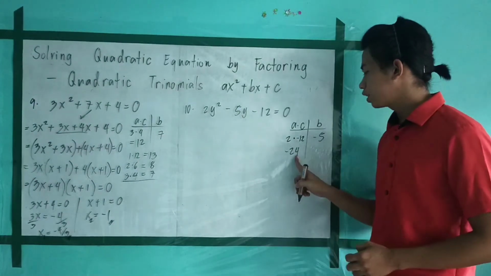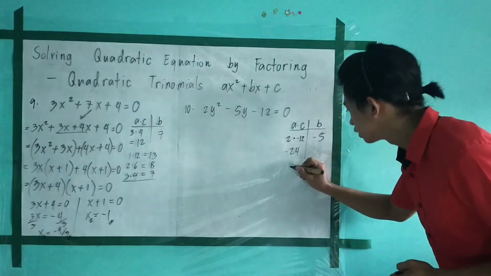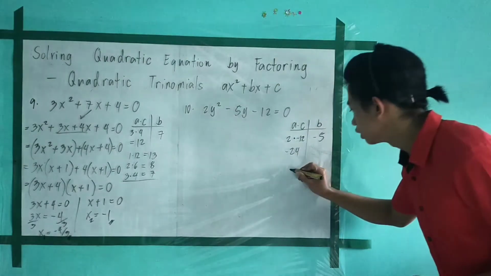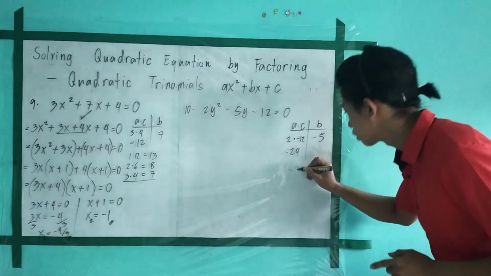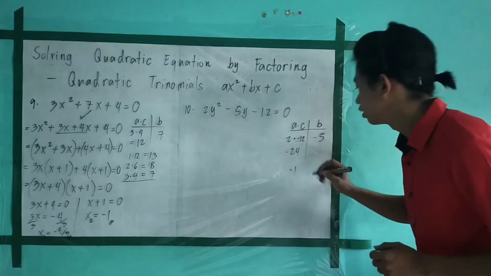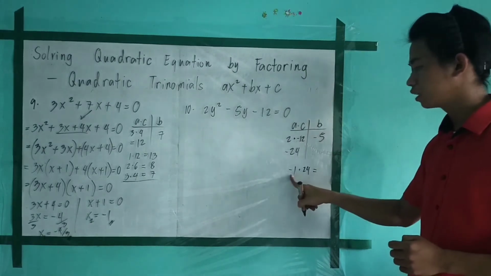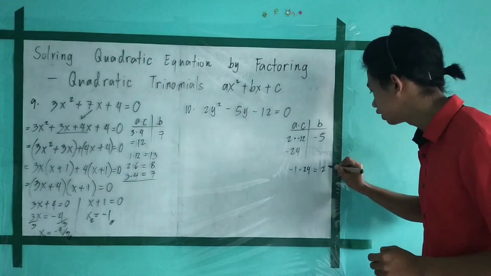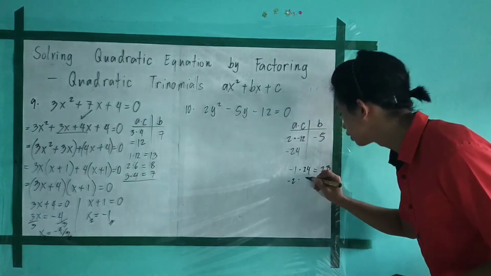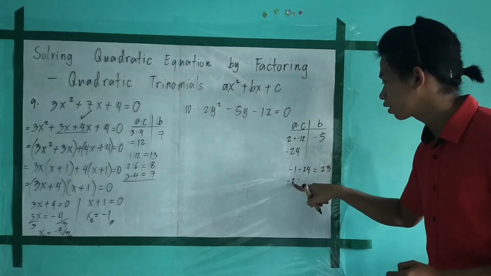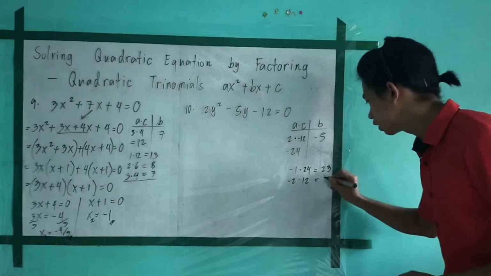Ano ang factors ng negative 24 na ang sum ay negative 5? So, let us check some factors of negative 24. Since negative siya, dapat meron isang positive then isang negative. So, we have negative 1 multiplied by positive 24. Ang sum niya, negative 1 plus 24, we have 23. Next, negative 2 times, anong factor ng negative 24 kapag negative 2? We have 12. So, ang sum, negative 2 plus 12, magiging 10.